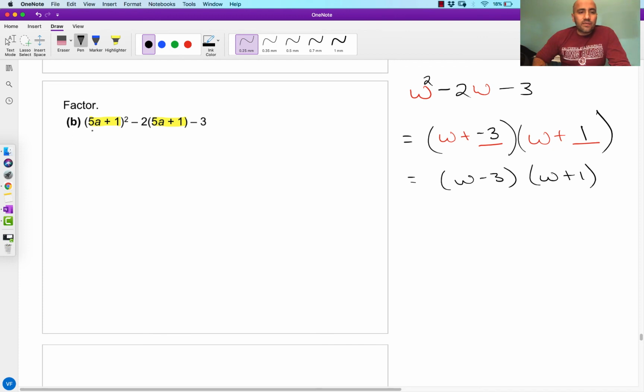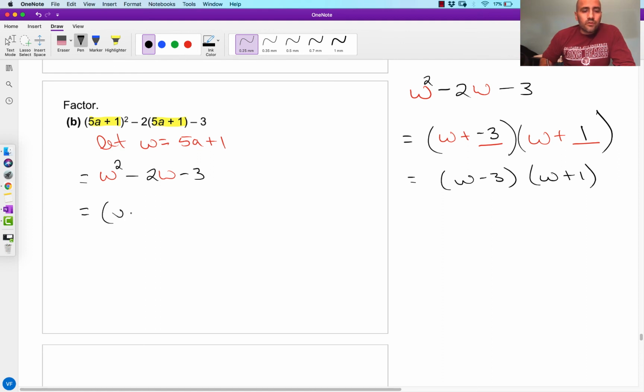Okay, but in this case, we have something a little bit more complicated. So we can think of doing a substitution. Let w equal 5a plus 1. And once we do that substitution, then we have that exact same pattern, w squared minus 2 times w minus 3. We've already done that work right there, so we know that this equals w minus 3 times w plus 1. And next, we have to go back and resubstitute the value of w. W, let's put it in red actually. The w was this guy.